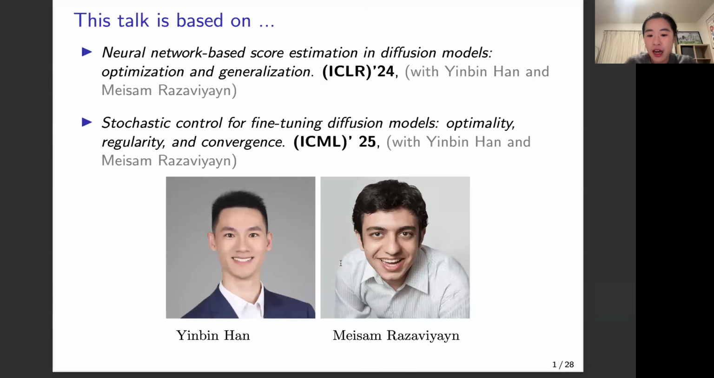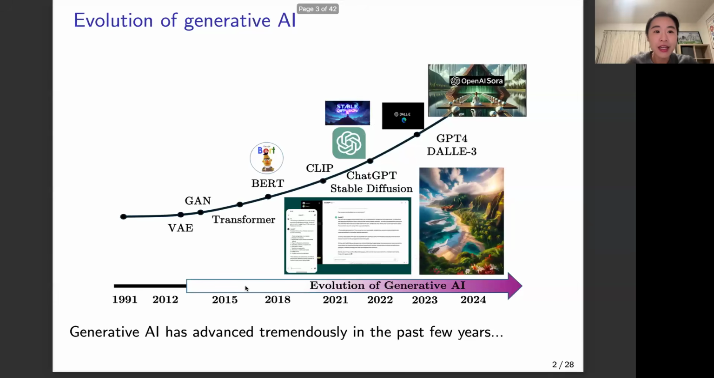Both papers are based on joint work with my former colleague Mason and our student Yinbing. So feel free to chime in anytime if you have any comments or questions. I would like to make the session interactive.